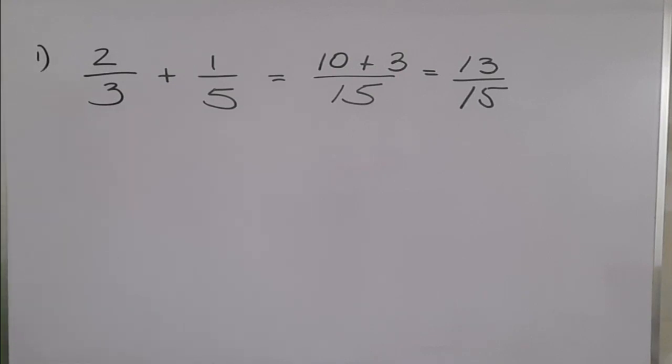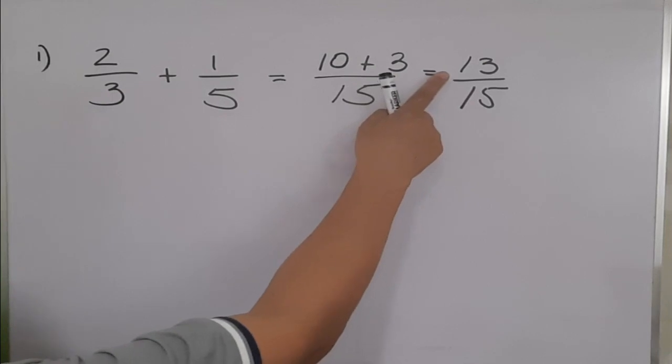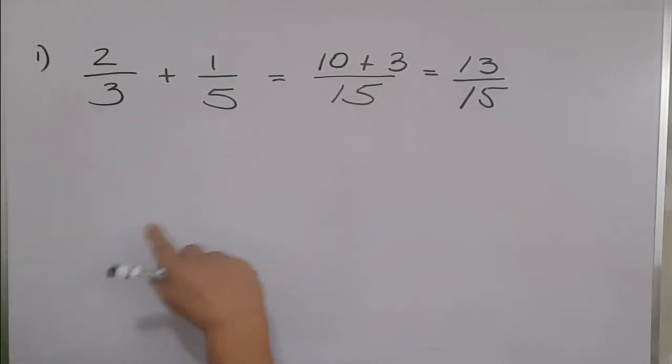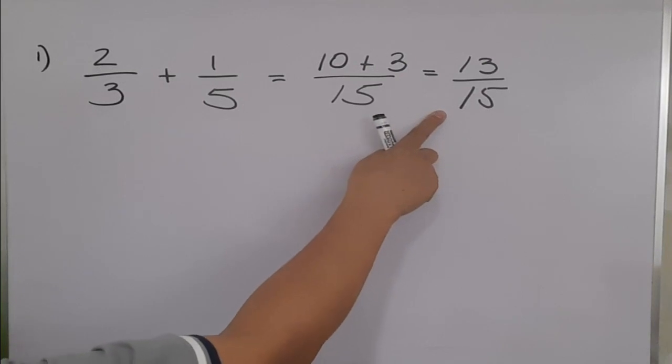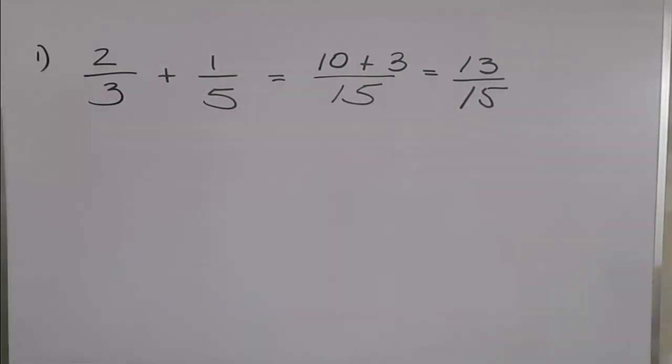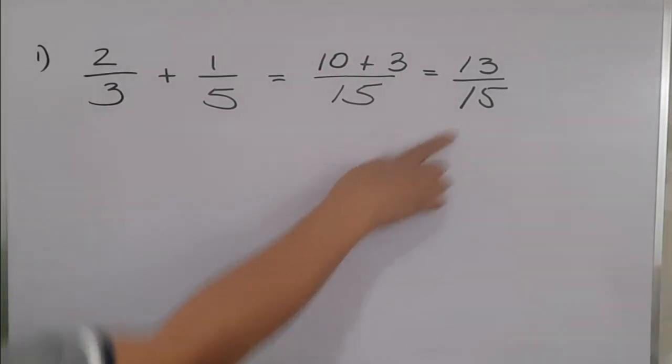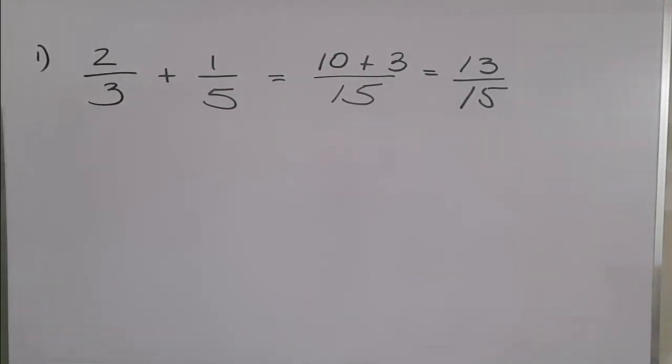So tanungin natin ang ating mga sarili ngayon, ito ba ay simplest form na? May factors ba ang 13? Wala na. Okay? So, ibig sabihin, simplest form na yan. So, 2/3 plus 1/5 is equal to 13/15.